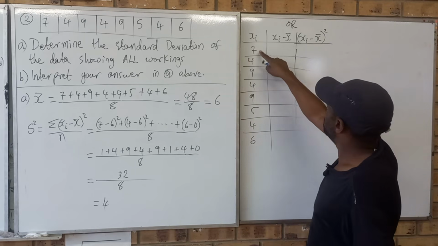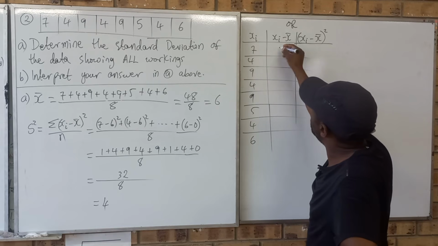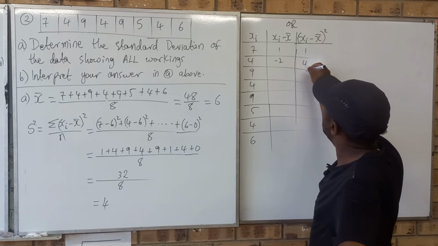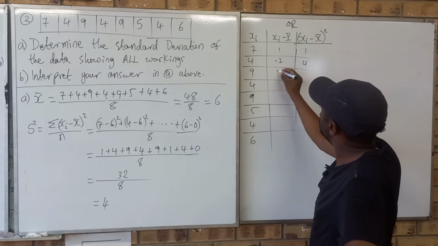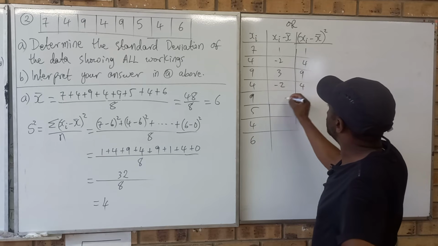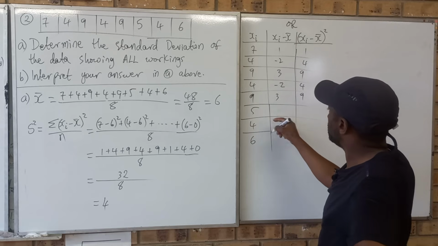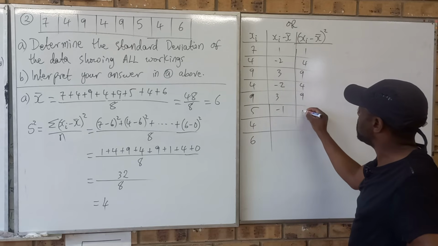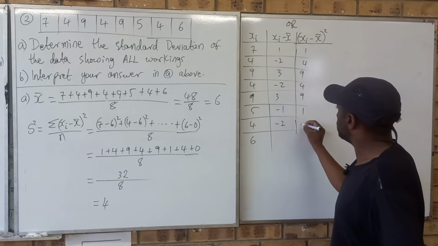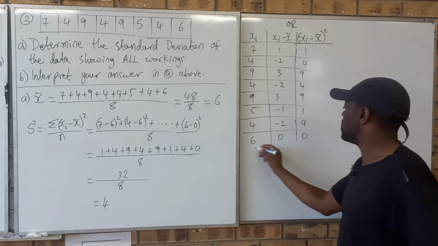We subtract the mean from each of the data points. 7 minus 6 is 1, 1 squared is 1, 4 minus 6 is negative 2, squared is 4, 9 minus 6 is 3, 3 squared is 9, then 4 again leads us to 4, 9 again leads us to 9, 5 minus 6 is negative 1, squared is 1, 4, we've seen it before, will lead us to negative 2 and 4, 6 minus itself is 0, 0 squared is 0.